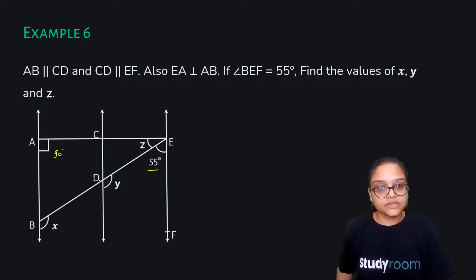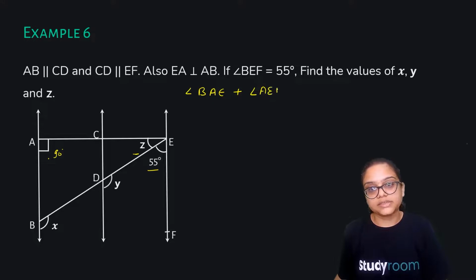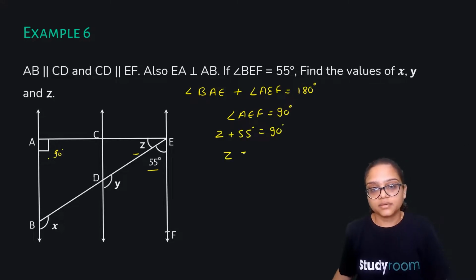What would be Z? If this is 90 degrees, forget the CD line for now. Firstly, angle BAE plus angle AEF would be equal to 180 degrees, as supplementary angles. So angle AEF would be 90 degrees, which is equal to Z plus 55. So what would be Z? 35. Now we have found Z.